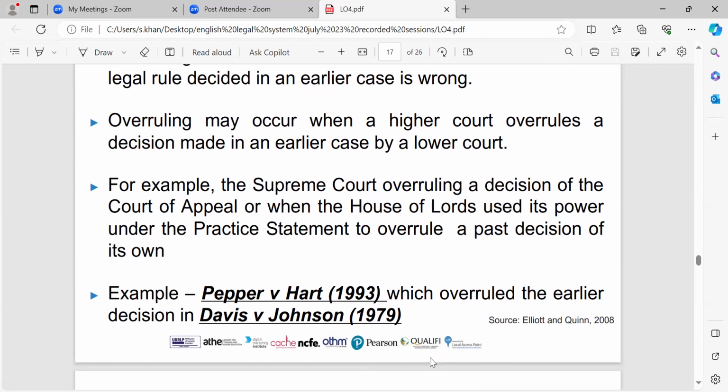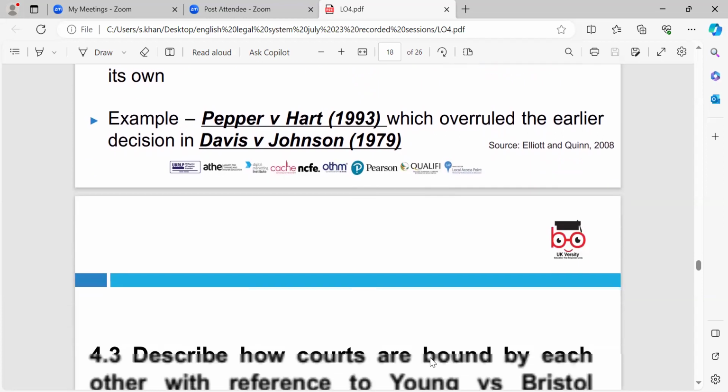And the case in regards to that is the case of Pepper and Hart, 1993, which overruled the decision in Davies and Johnson, 1979.